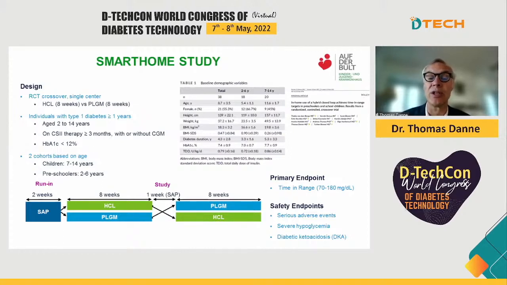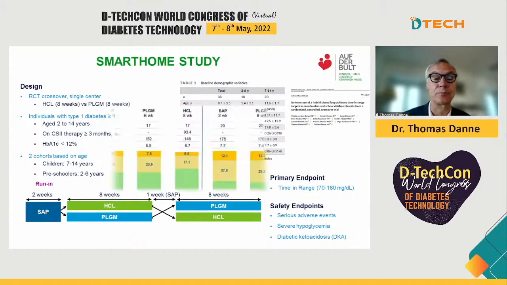Please note that already at the onset, the glycemic control was pretty good on average in those below 6 years. The A1C was 7, so nearly reaching the ISPAD target for A1C, and 7.7 in the older group. We first randomized them to just sensor augmented pump without any automated insulin delivery for 8 weeks, and then we crossed over. The primary endpoint was time in range.